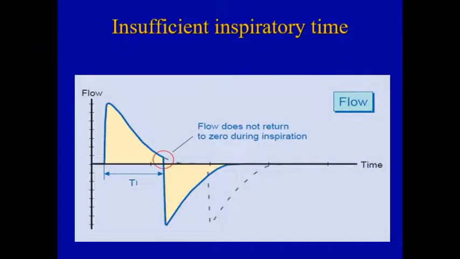Here in this graph you can see a decelerating, or descending ramp type, flow time waveform seen during pressure control ventilation. Before the inspiratory flow touches the baseline, the exhalation is starting. This indicates an insufficient inspiratory time in this patient.